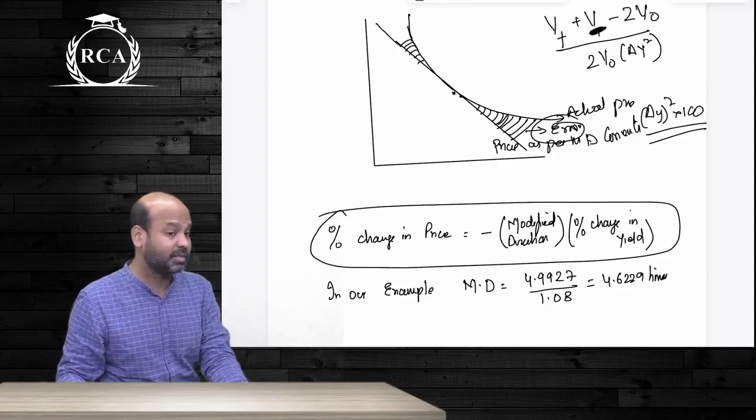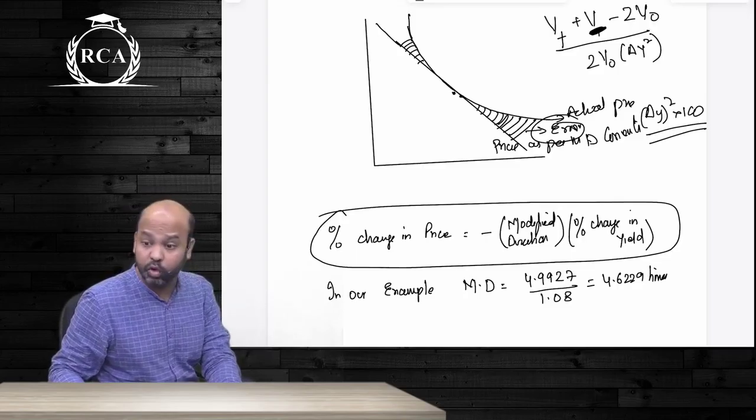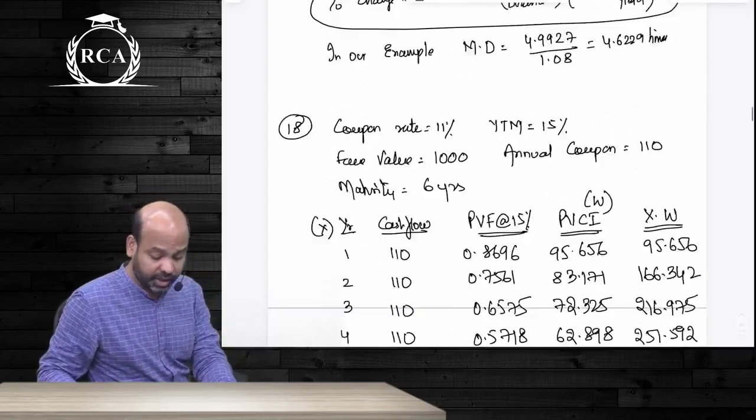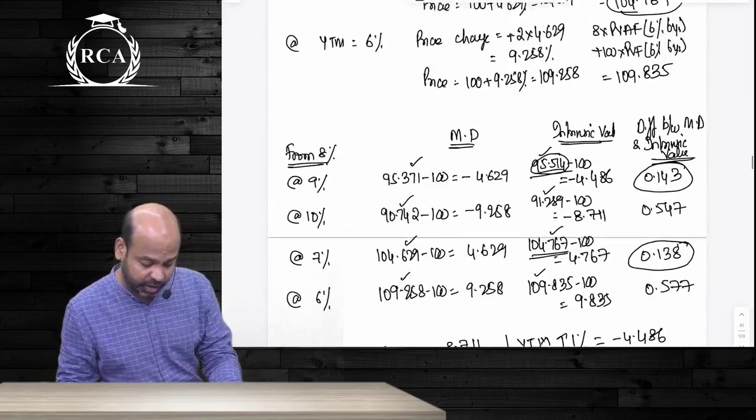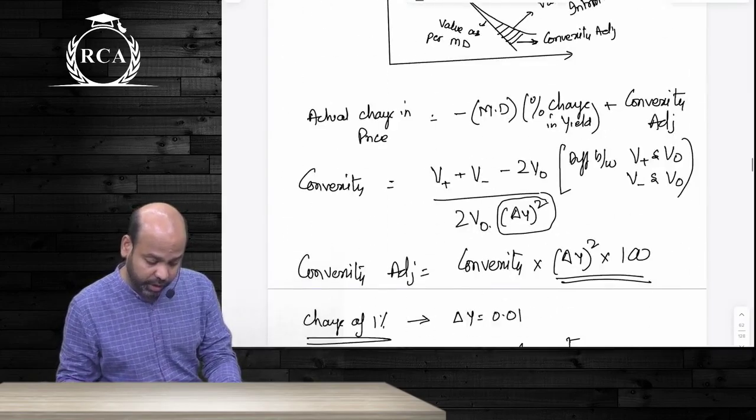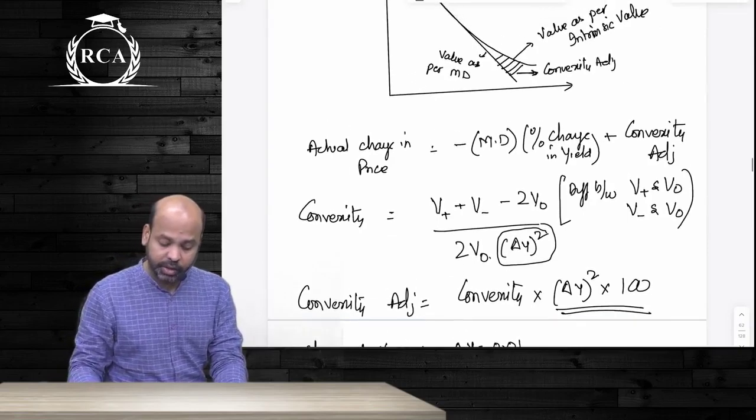It can be asked as a part of MCQs also. That is why you should know how to compute convexity and convexity adjustment. Once we get the convexity adjustment, how are we going to arrive at the price of the bond? This was explained fully, you can refer to it in the notes.